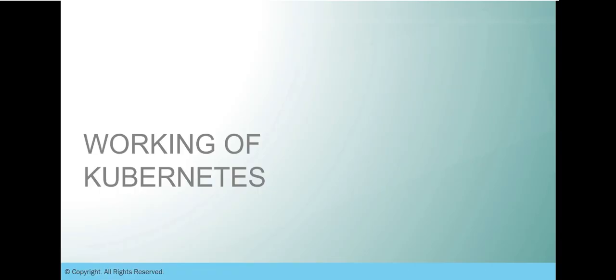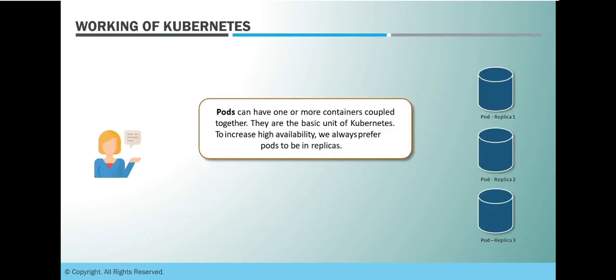In the last session, we checked the installation of Kubernetes using kubeadm in our own environment. Since we have a kube cluster running in our VMs, let's see how things work inside Kubernetes. First we will talk about pods. Pods can have one or more containers coupled together. Containers are not deployed directly inside Kubernetes; rather, they are bundled inside a pod, and the pod takes care of the deployed containers. This way, the pod is considered the basic unit of Kubernetes.